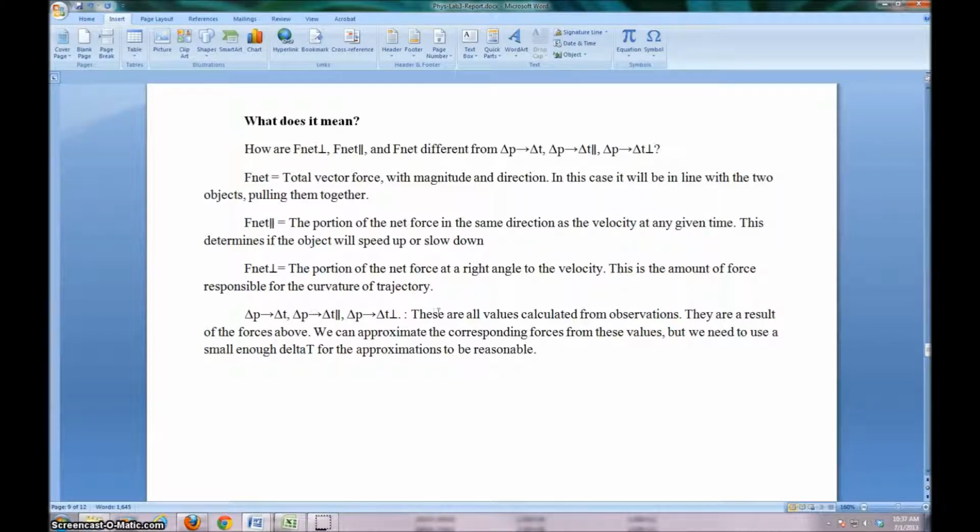The delta P values are all values calculated from observations. They are a result of the forces above. We can approximate the corresponding forces from these values, but we need to use a small enough delta t for the approximations to be reasonable.